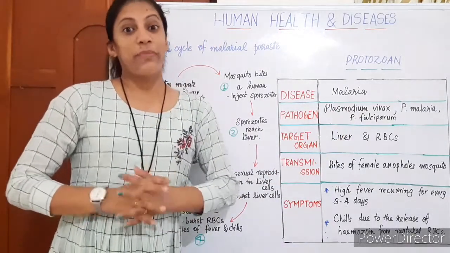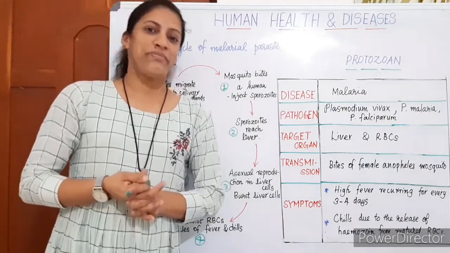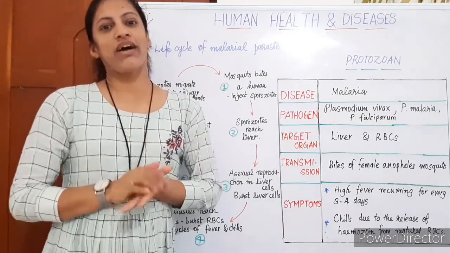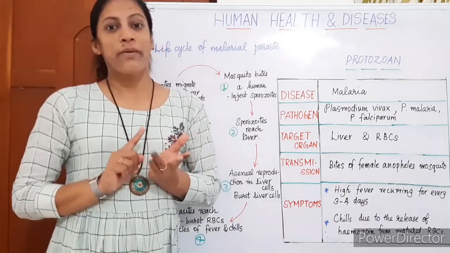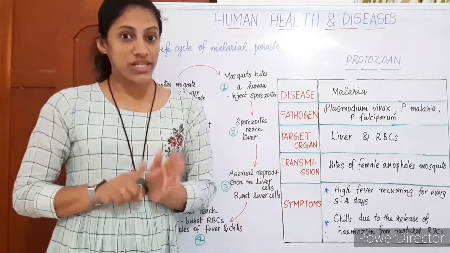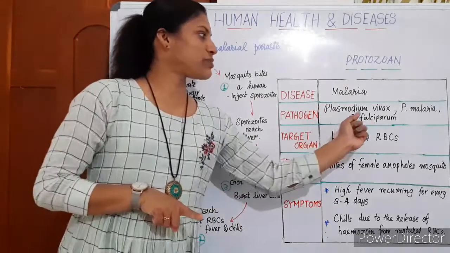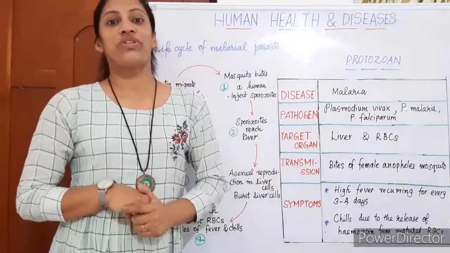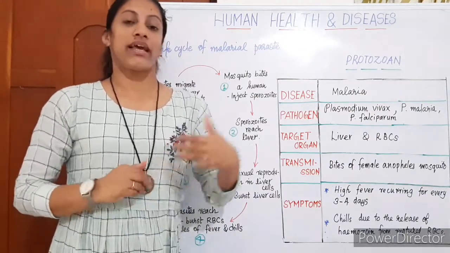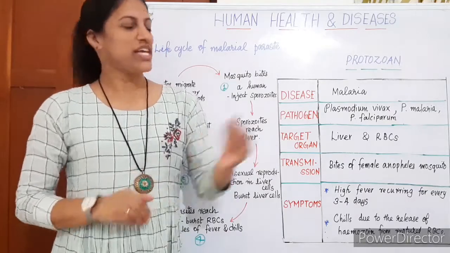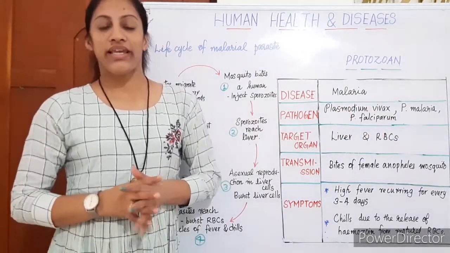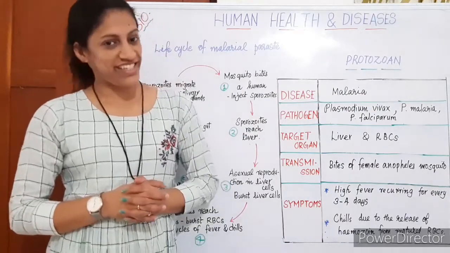So which are the pathogens of malaria? Malaria is caused by Plasmodium. 3 common species are Plasmodium vivax, malariae, and falciparum. Which one among these is most lethal? It is Plasmodium falciparum, which causes malignant malaria and which is a lethal disease, can even lead to death.